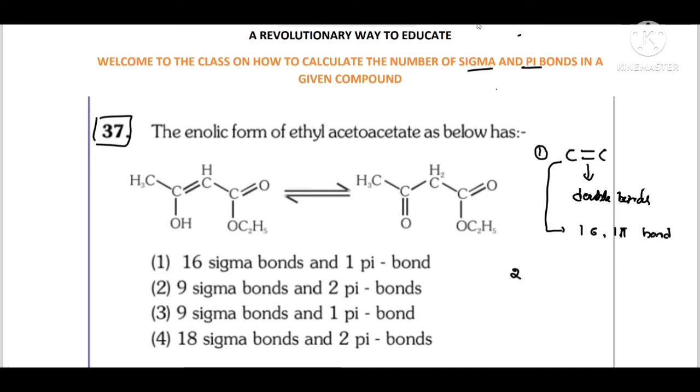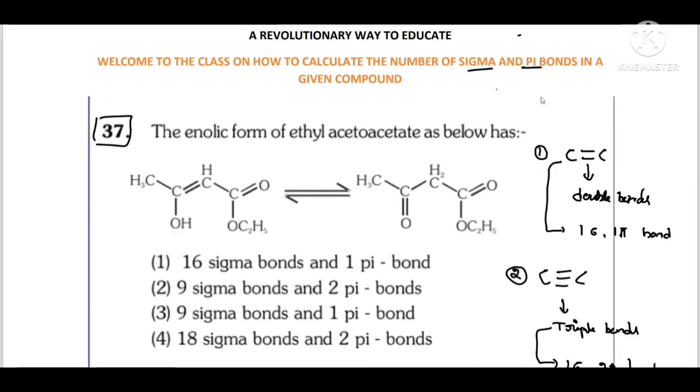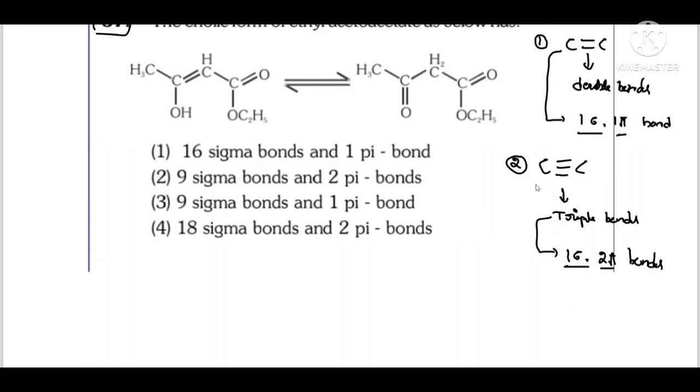The next point is that when you observe three lines present between two elements, these three lines are called a triple bond. In a triple bond, one sigma and two pi bonds are present. You have to remember these points while solving for the number of sigma and pi bonds. A double bond contains one sigma and one pi bond. A triple bond contains one sigma and two pi bonds.